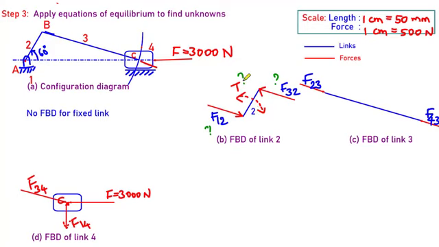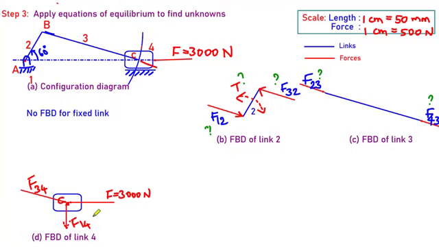No. So we have three unknowns, so we cannot try to find the answer now. Move on to the next one. Do we know F23 and F43? As of now, no. So we can't start from there also, right? So from where can we start?